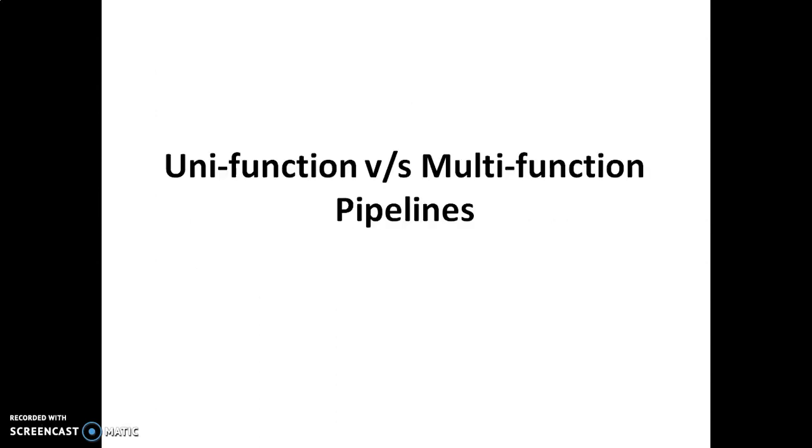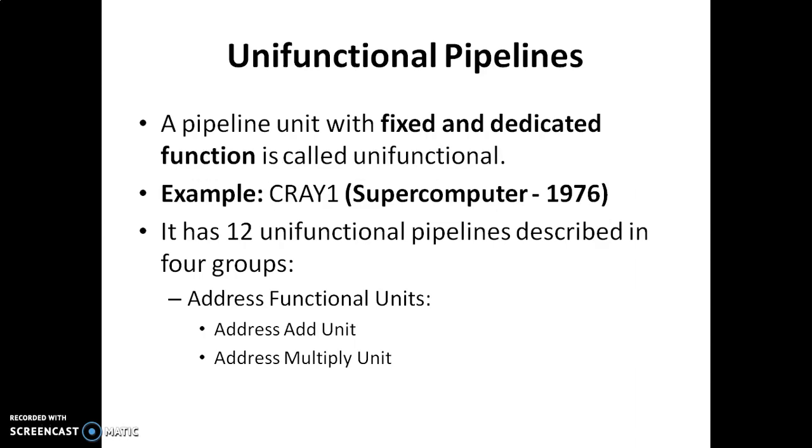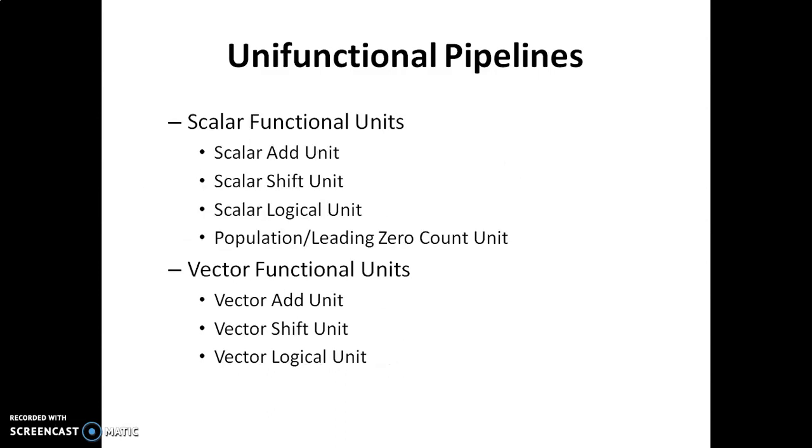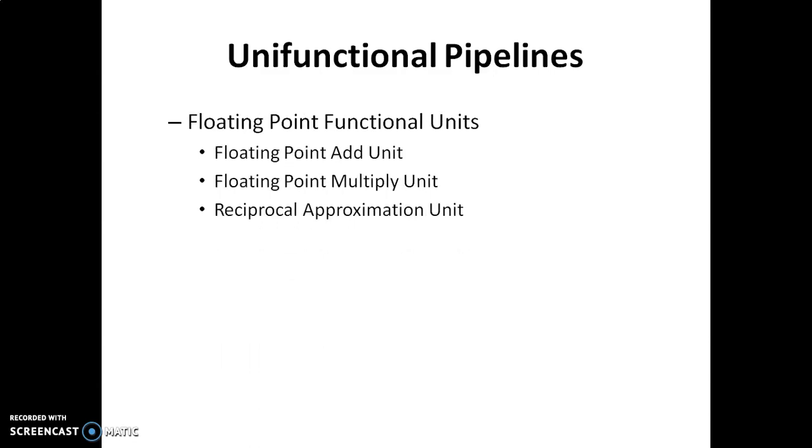So what do we mean by unifunction versus multifunction pipelines? A pipeline unit with a fixed and predefined function is called unifunctional. Example, Cray-1. It has 12 unifunctional pipelines which are distinguished under 4 groups. Address functional units consisting of the address add unit and address multiply unit. Scalar functional units consisting of the scalar add unit, scalar shift unit, scalar logical unit and leading zero count unit. Vector functional units consisting of the vector add unit, vector shift unit and vector logical unit. Floating point functional units consisting of the floating point add unit, floating point multiply unit and reciprocal approximation unit.